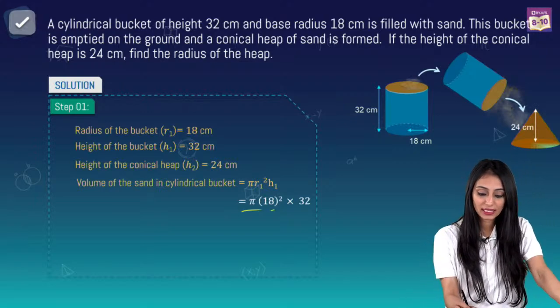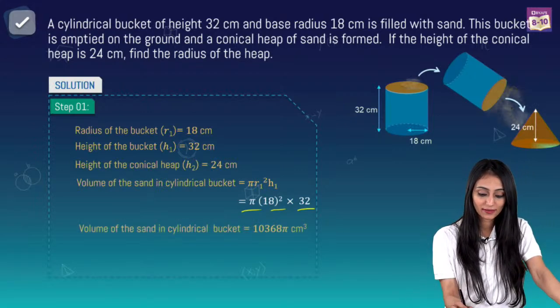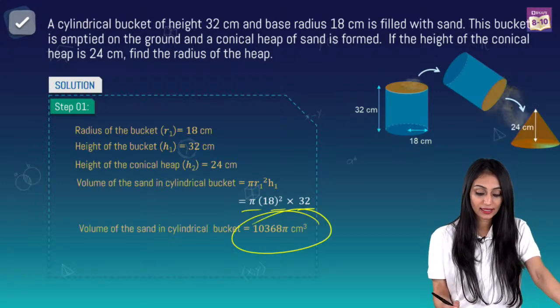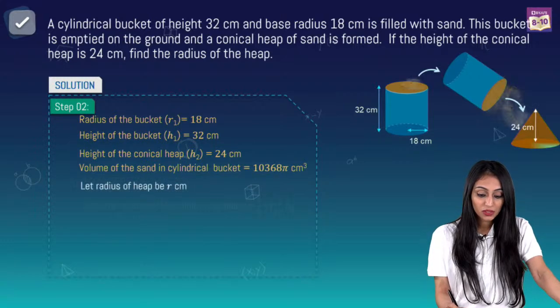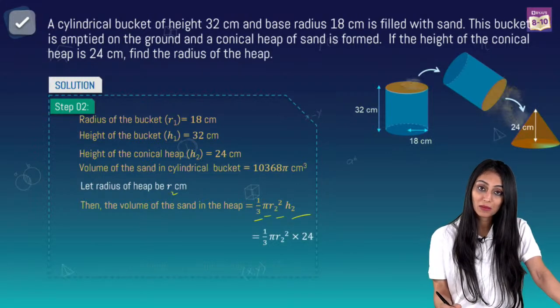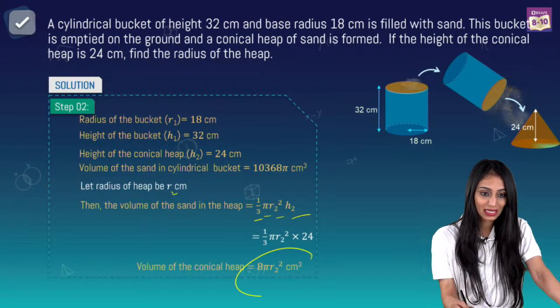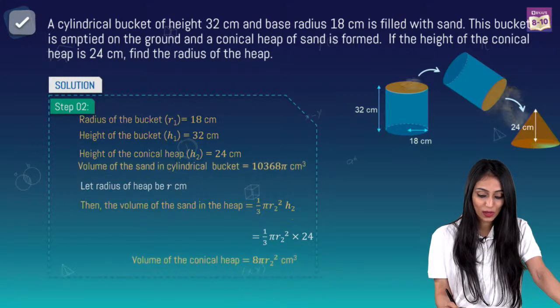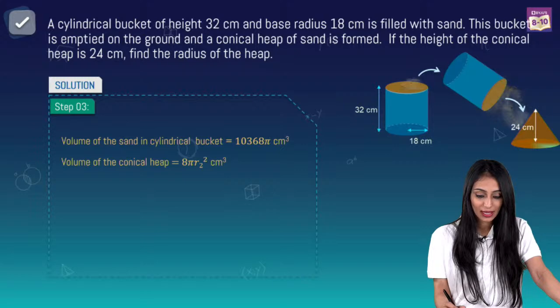Yes, so pi times 18 squared times 32, you get this value, right? That's 10,368 pi centimeter cube. Coming to the radius of the heap, let's say that's R2, so the volume is going to be 1/3 pi R2 square times H2. Keep pi as it is, put the values here, you get 8 pi R2 square, right?